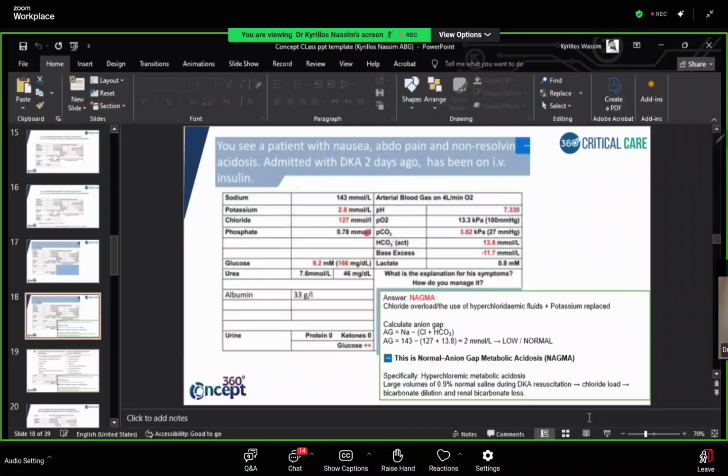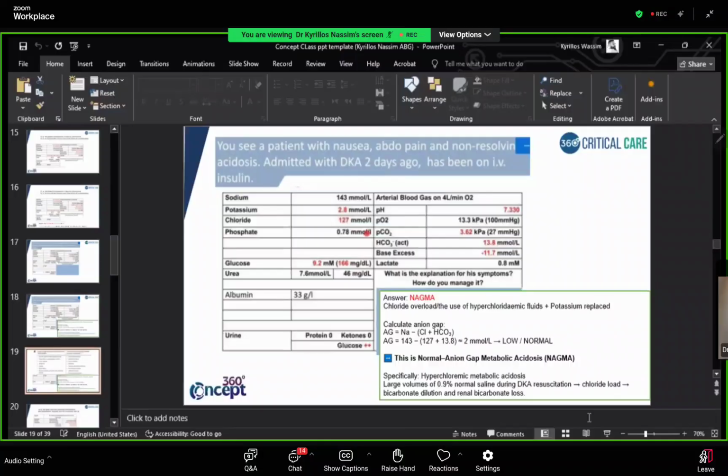So my answers will be, what is the explanation? It is a normal anion gap metabolic acidosis due to chloride overload of the normal saline used. And how would you manage it? I will stop it and replace the potassium first before the insulin. And the explanation for this case is a large volume of normal saline during DKA makes a chloride load, and this makes a bicarbonate dilution and renal bicarbonate loss and makes the patient go to metabolic acidosis.